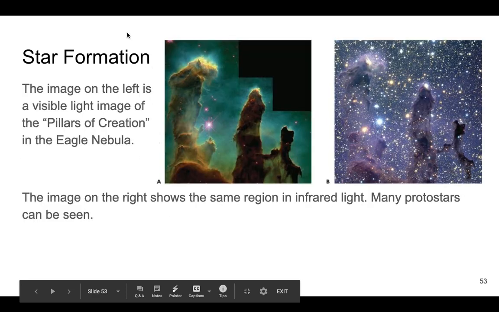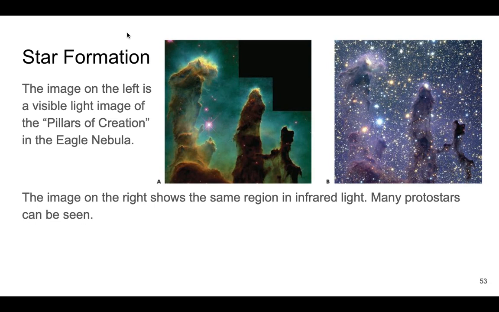So in this image on the left, we have the pillars of creation. This is one of the more famous images that Hubble has ever taken in visible light. And yeah, it's a beautiful, fascinating picture. The pillars of creation are part of what's called the Eagle Nebula.